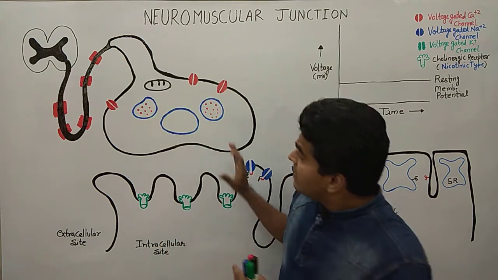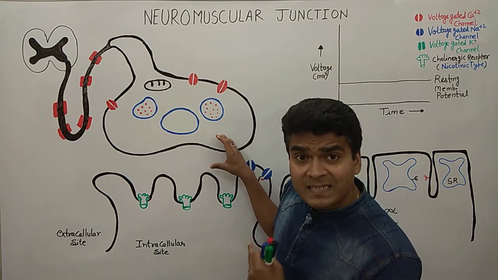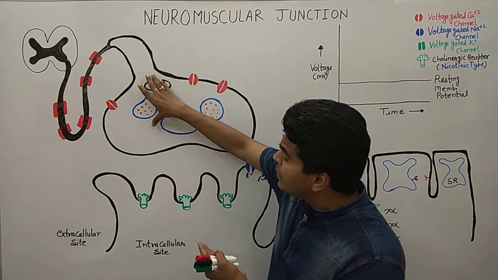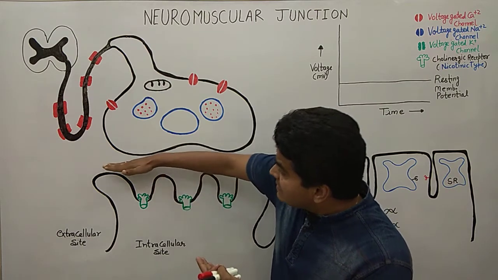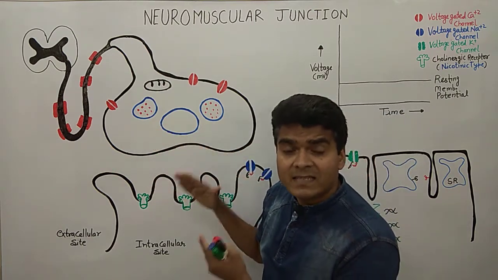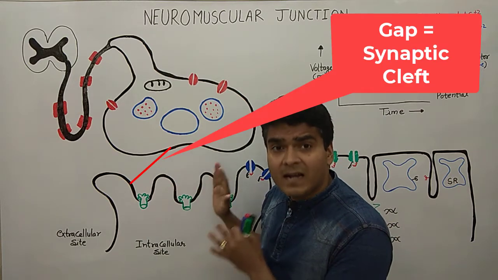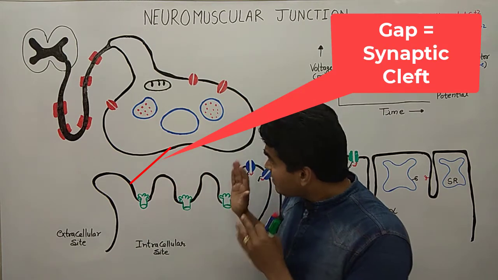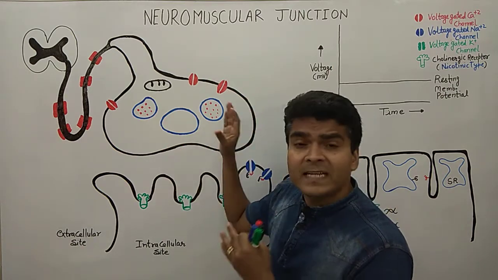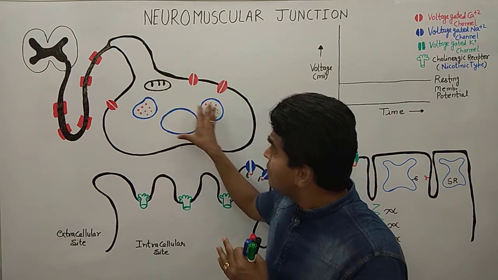Now if you look at the structure, what do we find? We find a gap between the somatic motor neuron and the muscle end plate. This gap is known as the synaptic cleft. Then the second thing is that we find various things within the somatic motor neuron.